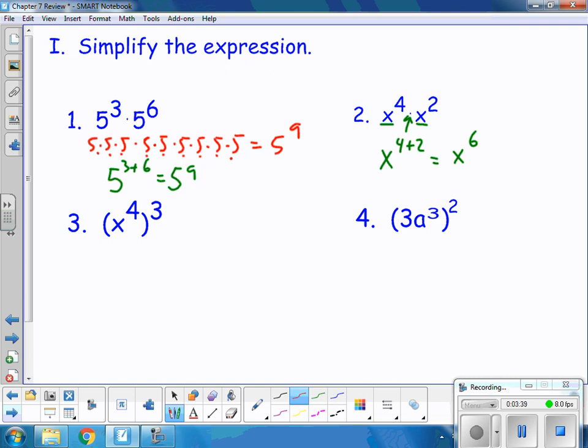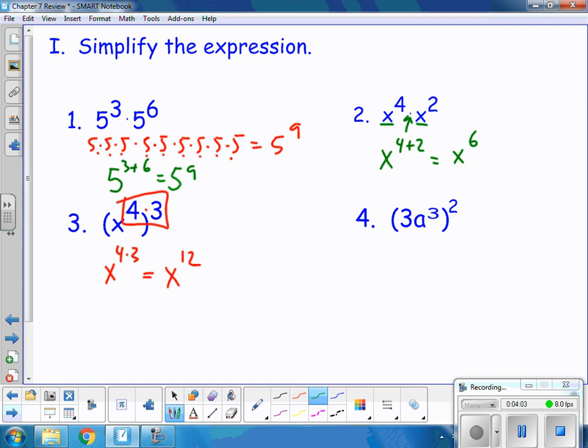Now for number 3, it is x to the 4th to the 3rd power. It's a little bit different. This is saying x to the 4th, and this is asking me to multiply by 3. So this is x to the 12th. When you have this particular situation, you are multiplying them together versus the last situation where we added them.